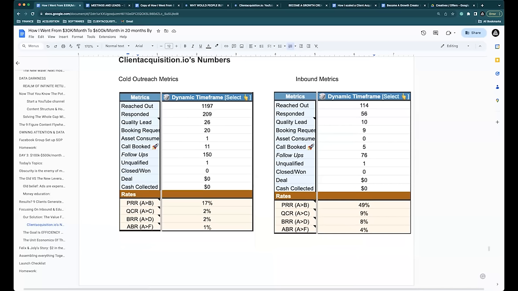Now it's just like, we got to close them down, and we have just different challenges now. It's no longer acquisition. It's more like fulfillment and delivery. So it's been amazing.